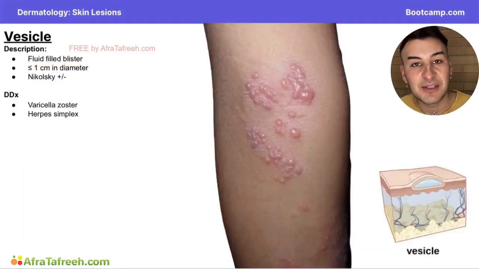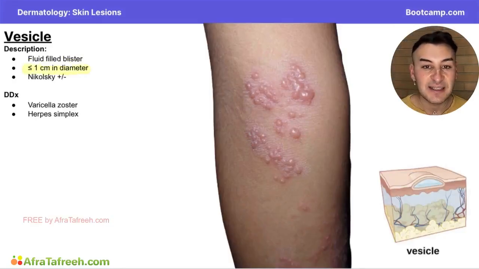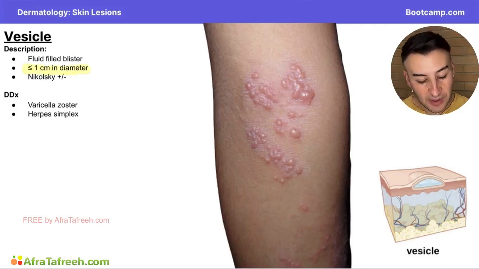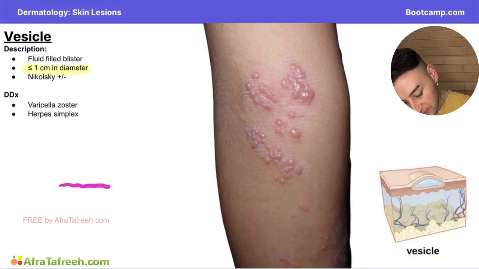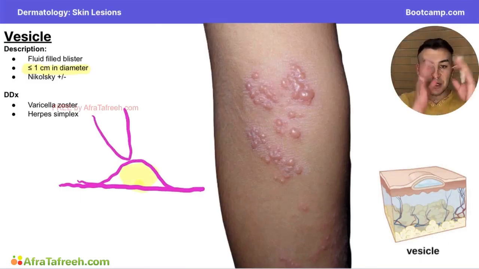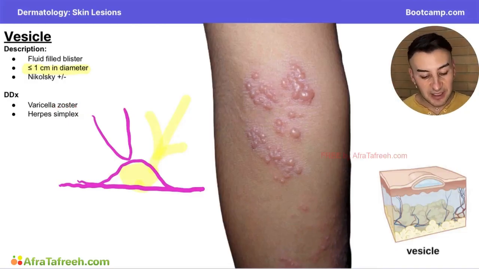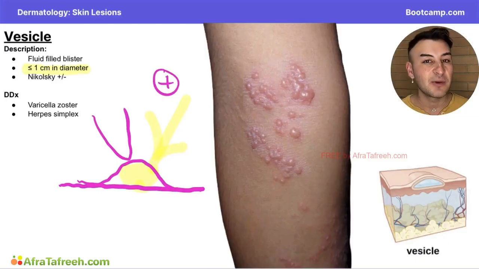Next, let's talk about vesicles, which are going to be fluid-filled blisters that are less than or equal to 1 centimeter in diameter. These vesicles can be Nikolsky sign negative or positive. Let's talk about what that means because it's important. So, here's my skin, and here's my overlying blister filled with fluid. If I were to take a gloved finger and apply slight pressure to that blister, and it were to burst open and release all of its contents out like so, that counts as being Nikolsky sign positive. If I were to apply that slight pressure and the blister was to maintain its integrity, that's Nikolsky sign negative.